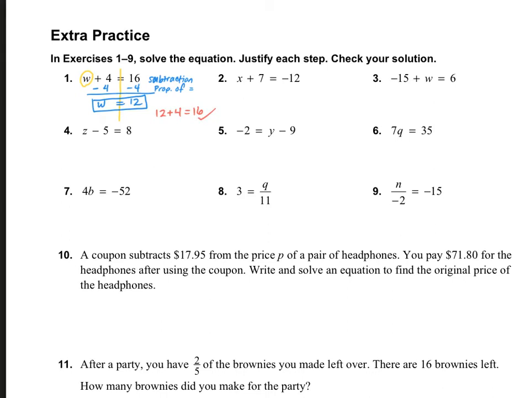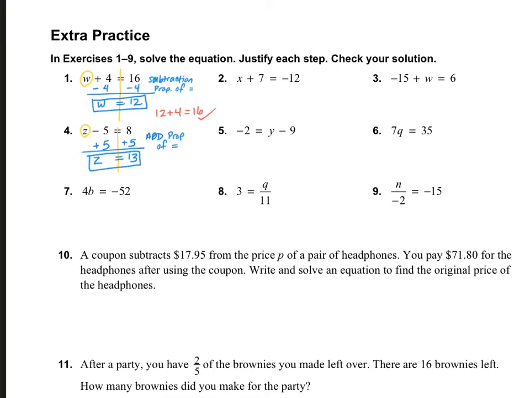I'm going to skip to number 4, circle the variable, draw the line, and do the opposite of what it says. It says the variable minus 5. The opposite of subtraction is addition. So we're going to add 5 to both sides. And so we get our solution of z is equal to 13. And when we want to justify that step, what did we do? We did the addition property of equality.